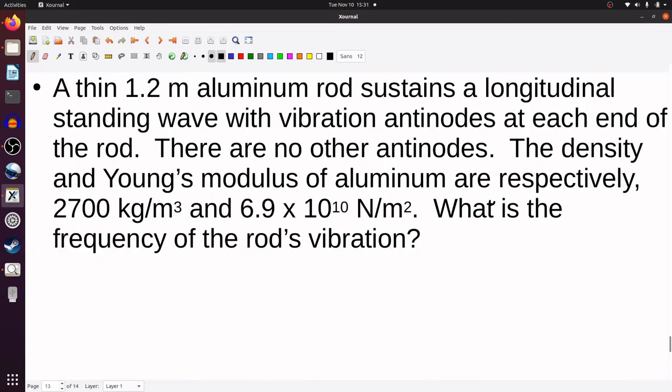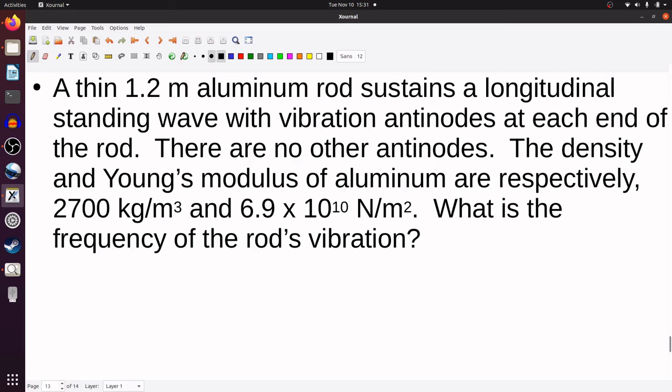All right, we'll do a problem. A thin 1.2 meter aluminum rod sustains a longitudinal standing wave with the vibration antinodes at each end of the rod. There are no other antinodes. The density and Young's modulus of aluminum are, respectively, 2,700 kilograms per cubic meter and 6.9 times 10 to the 10th newtons per meter squared. What is the frequency of the rod's vibration?